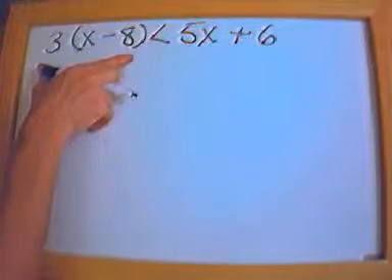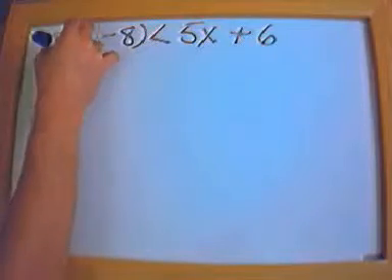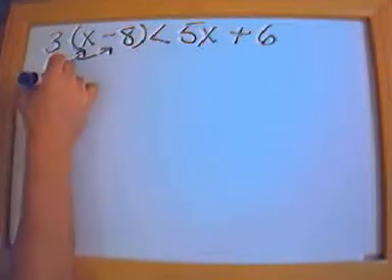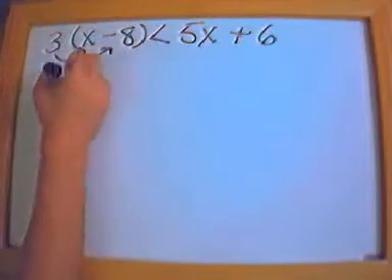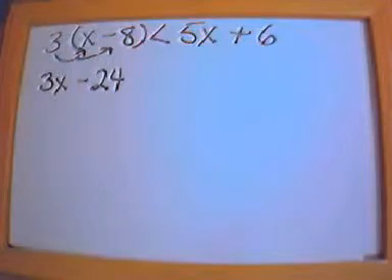First thing I want to do, just like equations, I want to get rid of these parentheses. I want to distribute the 3 in like this. So 3 times x is simply 3x. 3 times negative 8 is negative 24. 8 times 3 is 24, and negative times positive gives me a negative. Carry my less than sign.